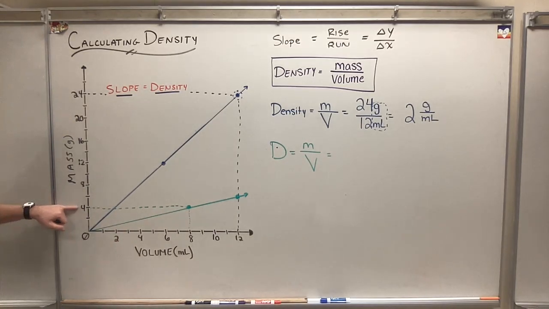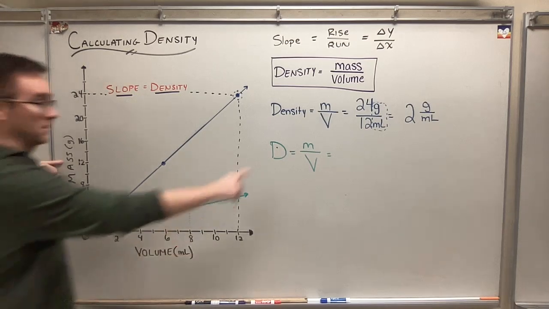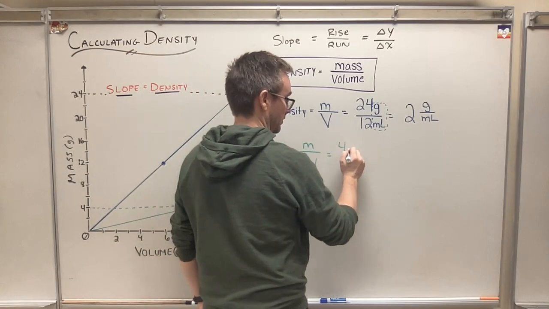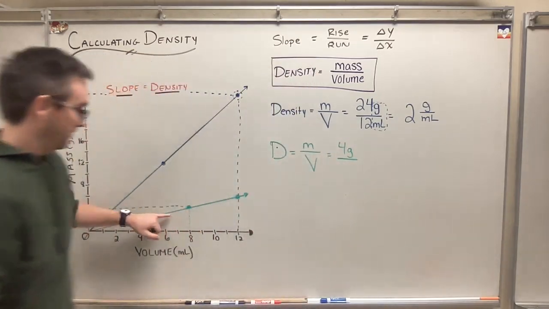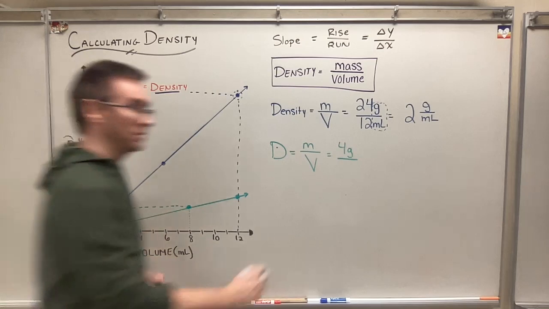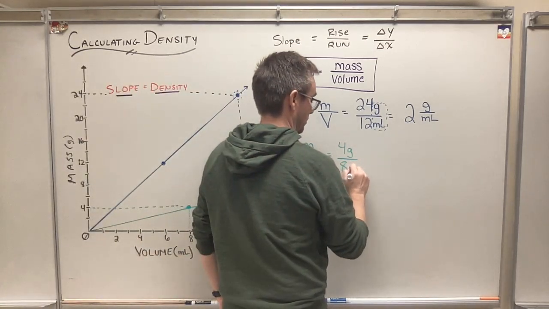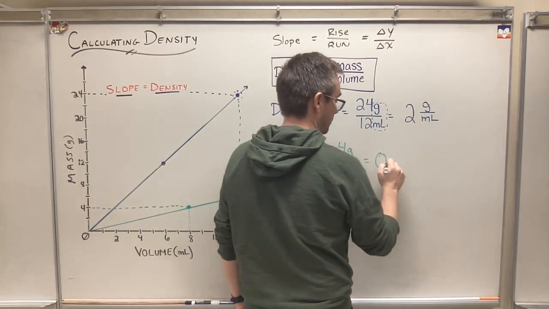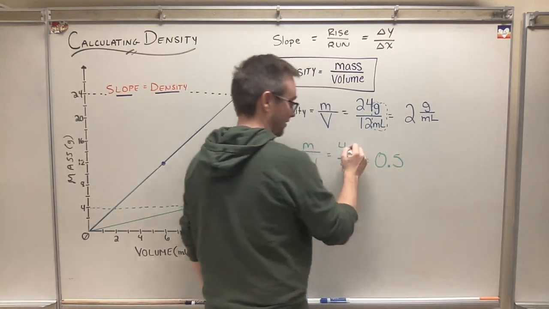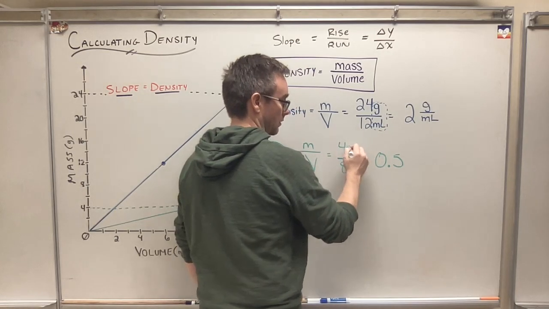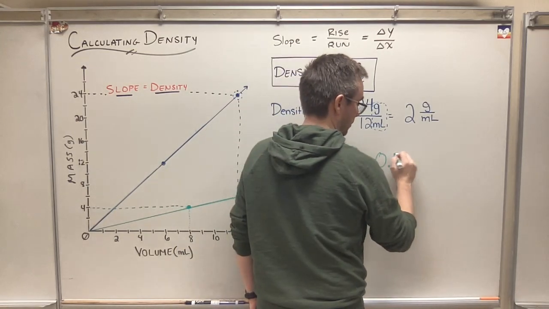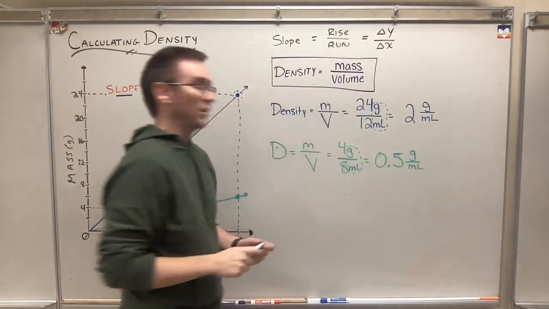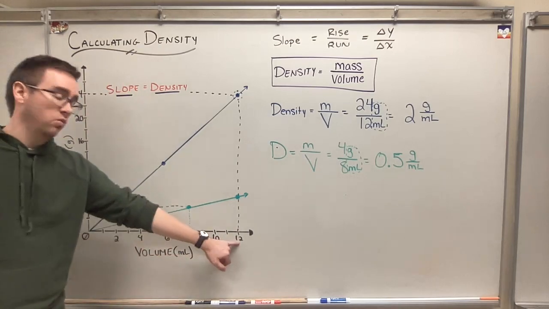It's the amount of mass, because mass is on the y-axis. Mass is equal to 4 grams. The volume is 8 milliliters. 4 divided by 8 is 0.5. Here's my units. Grams per milliliter.